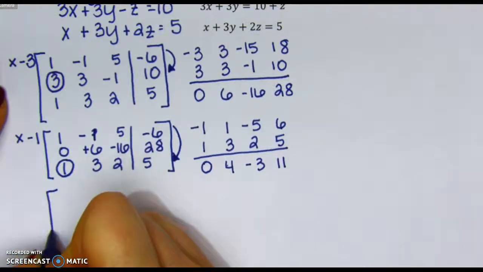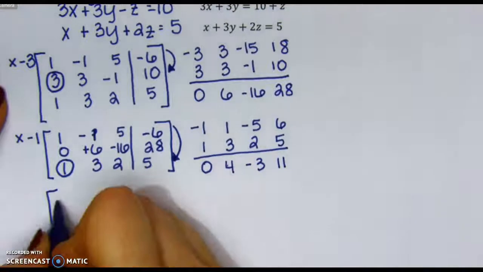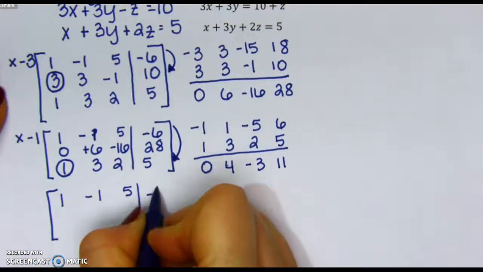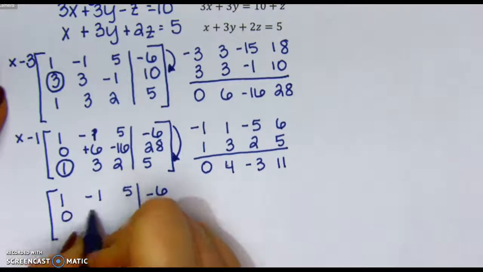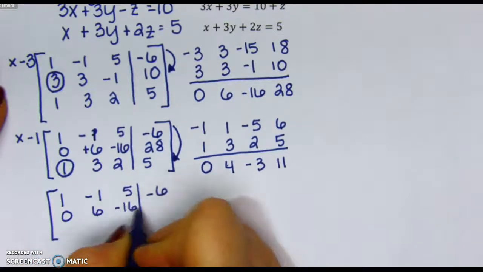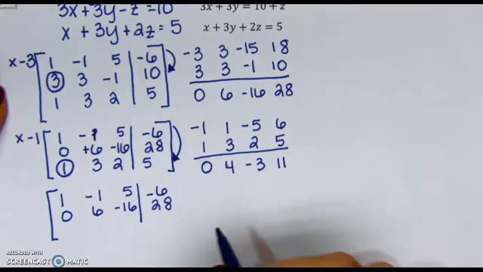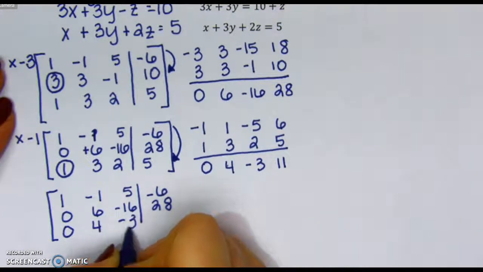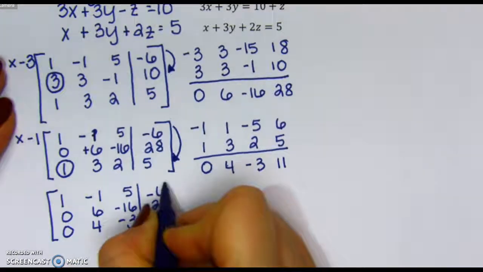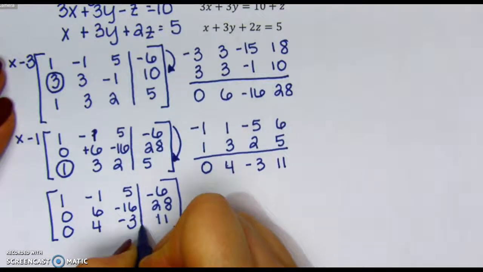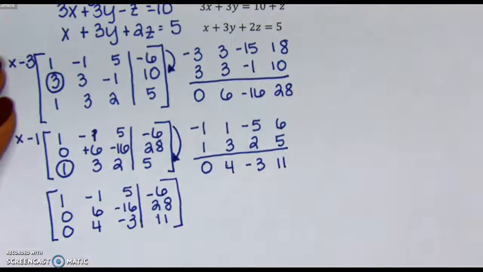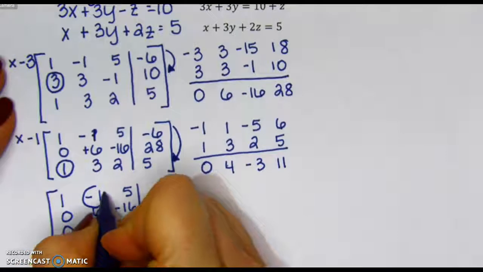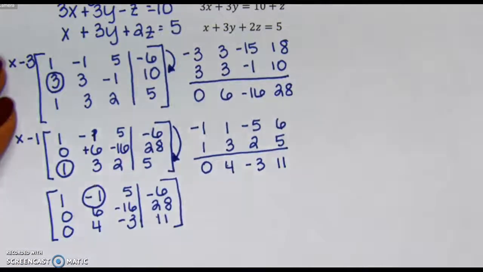Giving us our new matrix, copying everything that we didn't change or make changes to. And our new bottom row is 0, 4, -3, 11. Now when I look at this, I want to try and obtain this -1 is my next target to obtain a 0.